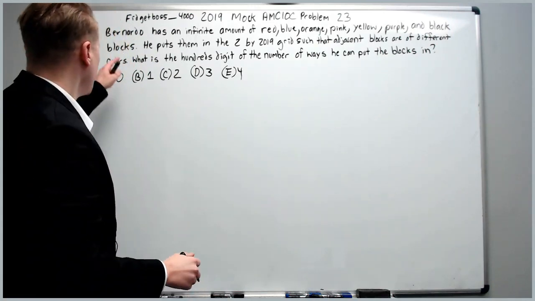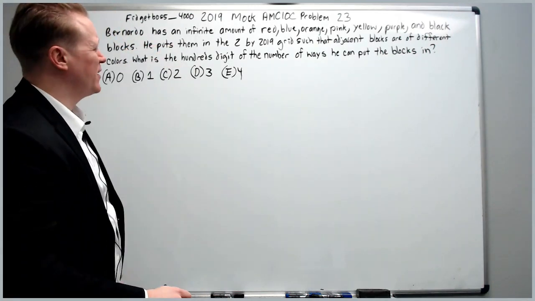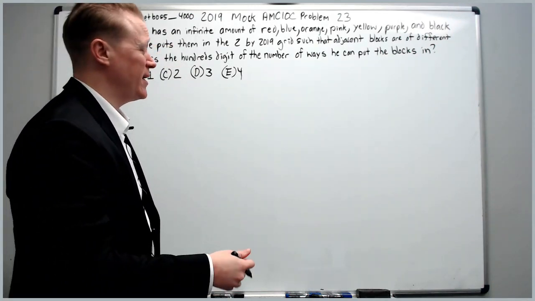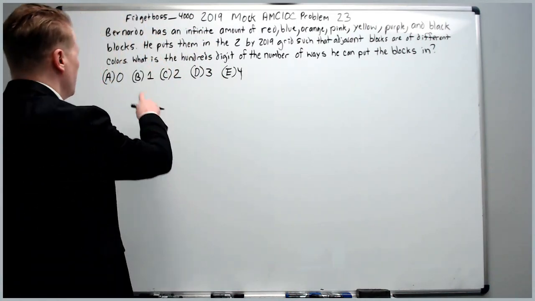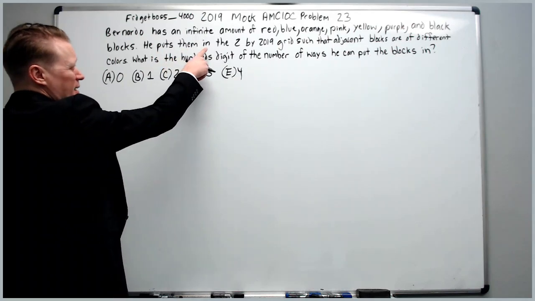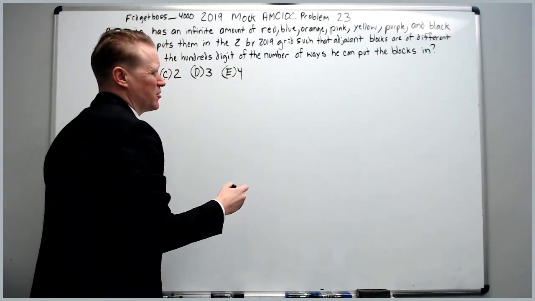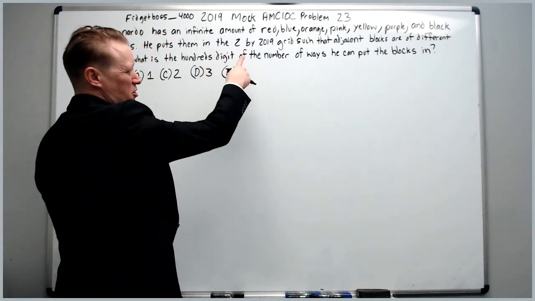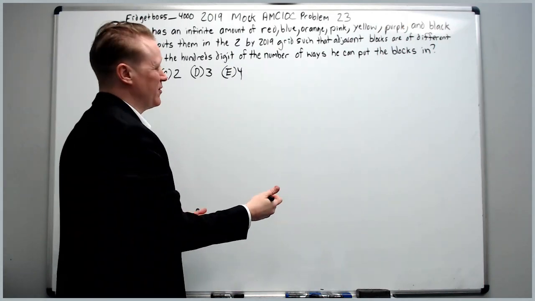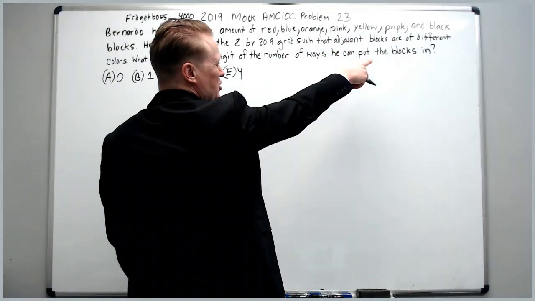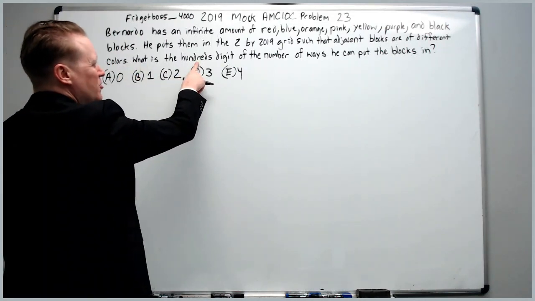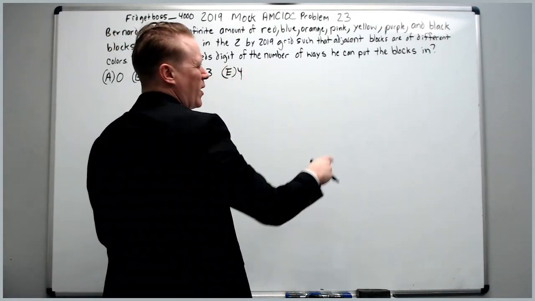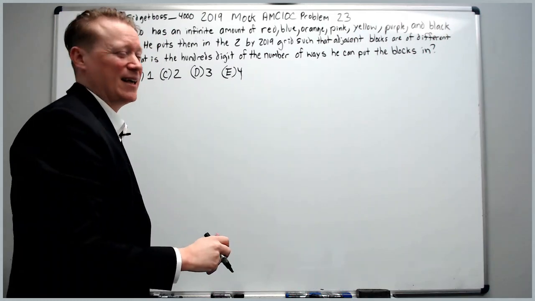It says Bernardo has an infinite amount of red, blue, orange, pink, yellow, purple, and black blocks, that's 7 colors if you're counting. He puts them in the 2x2019 grid. It probably should say a 2x2019 grid because they don't give you a picture, such that adjacent blocks are of different colors. What is the hundreds digit of the number of ways he can put the blocks in?